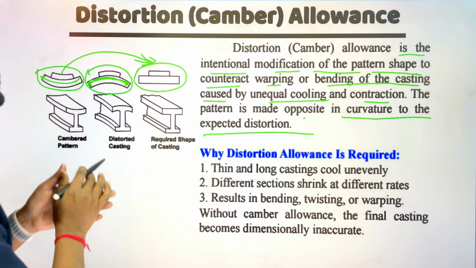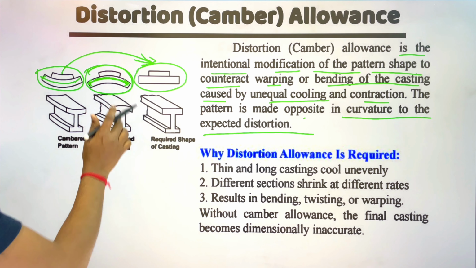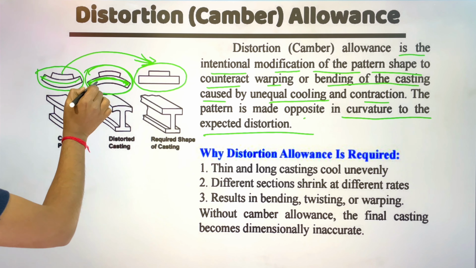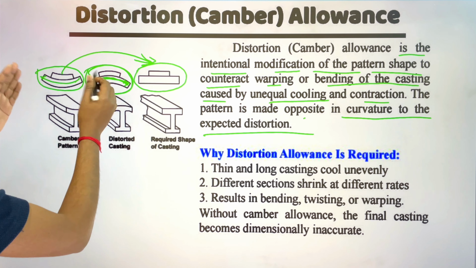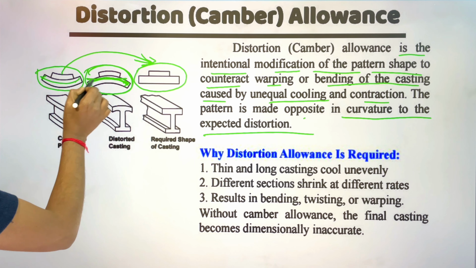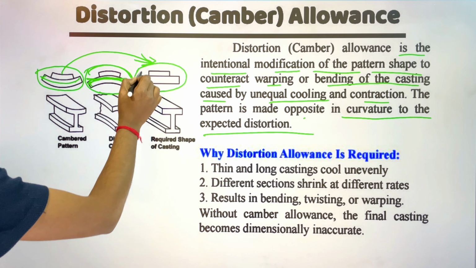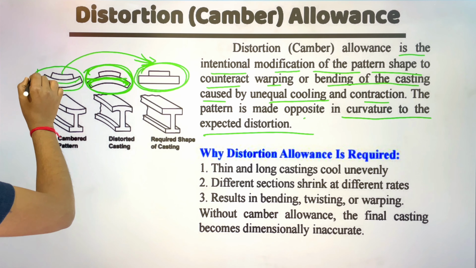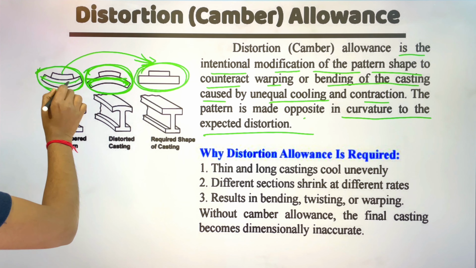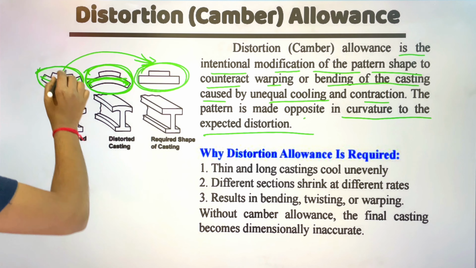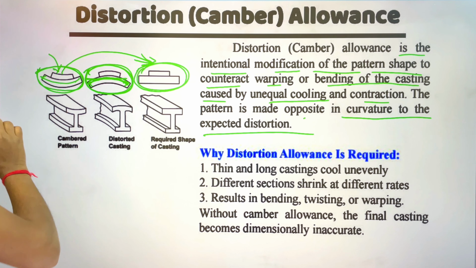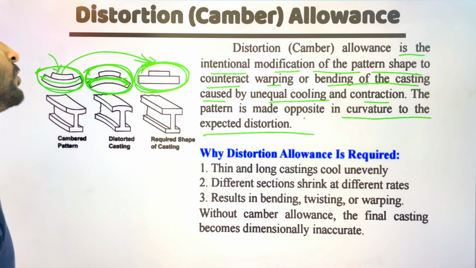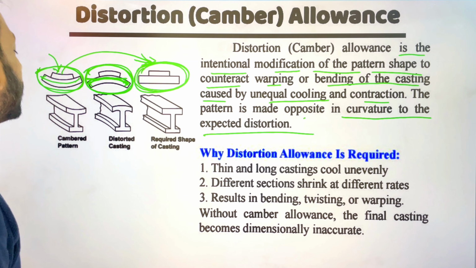So if we create the pattern like this, after pouring the molten metal, solidification and cooling, the product gets bent like this, and it is a defective product from casting. This is the pattern we have made, and with it we create the mold cavity, and after pouring the molten metal, solidification and cooling, we get the final and accurate product. So this is the distortion and camber allowance.